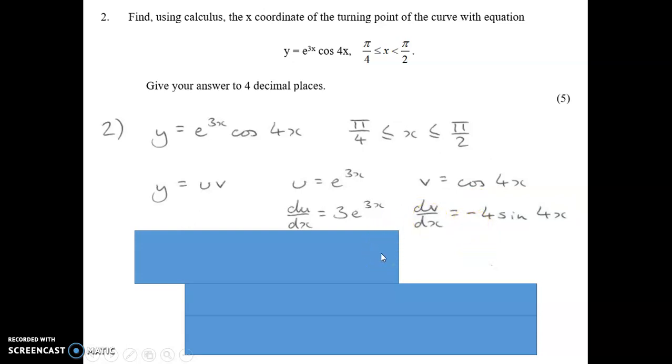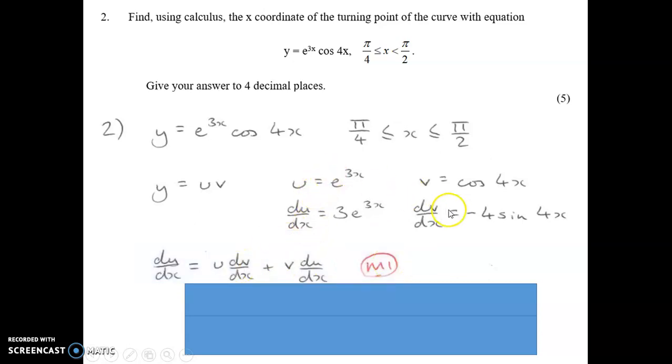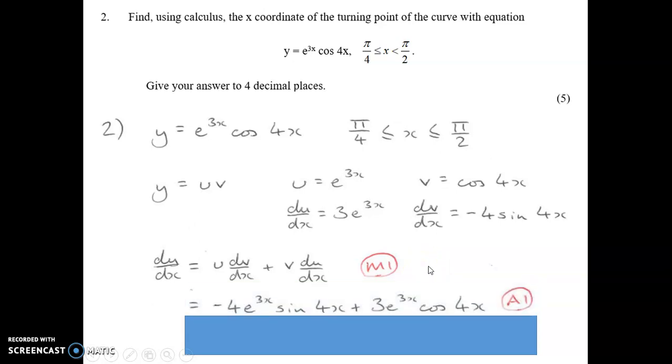I then use the product rule, which tells us to multiply the diagonals and find the sum of those two terms. So there's our rule that I'm going to use, and the first method mark is basically for using that rule. So if I substitute things in, I've multiplied these two terms to get negative 4e to the 3x sine 4x, and then multiplied these two terms to get 3e to the 3x cosine 4x. And that will get me an accuracy mark.